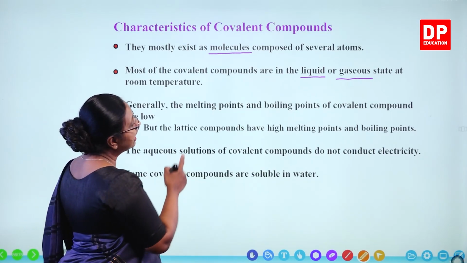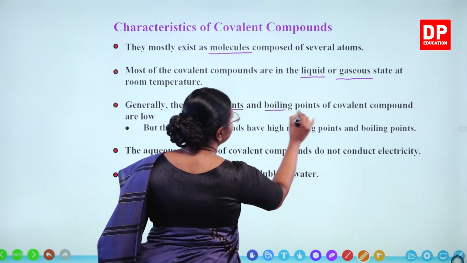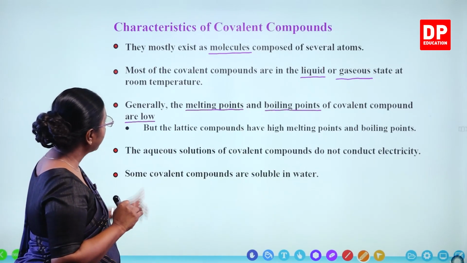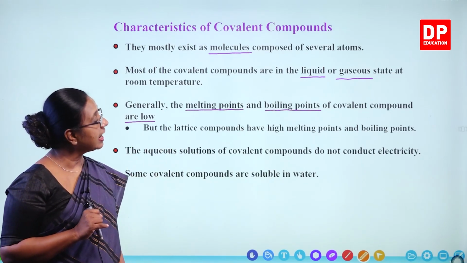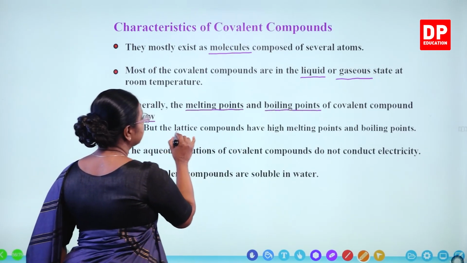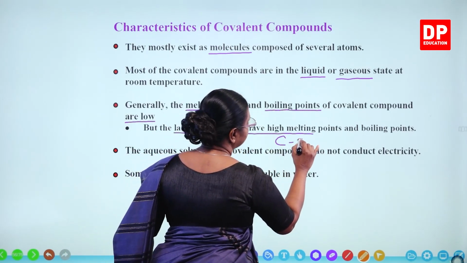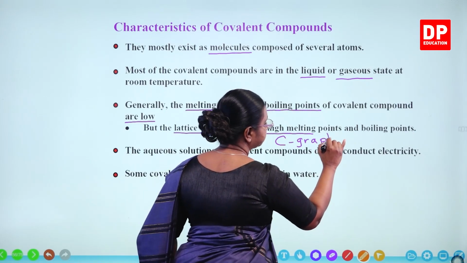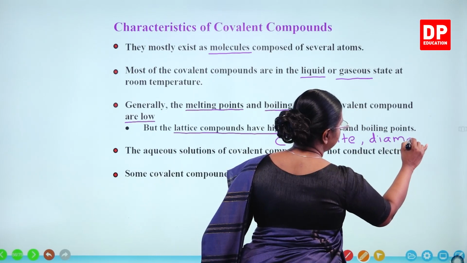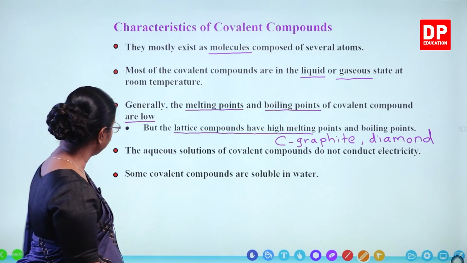Generally, the melting and boiling points of covalent compounds are low. So melting points and boiling points are low. Generally low. But the lattice compounds have high melting points and boiling points. So lattice compounds, you know what they are. That is carbon, graphite and diamond. They have high melting point and boiling point.